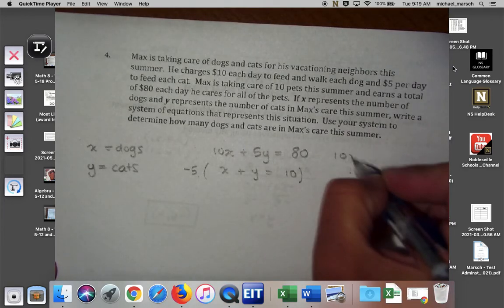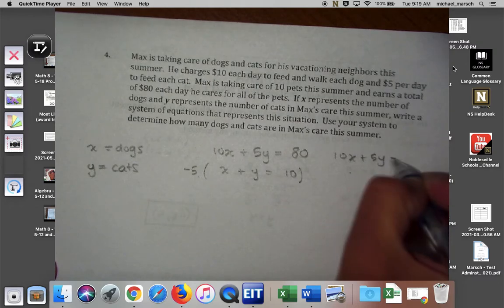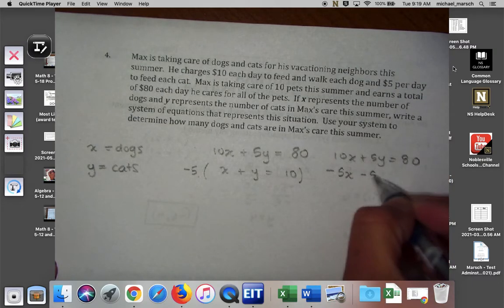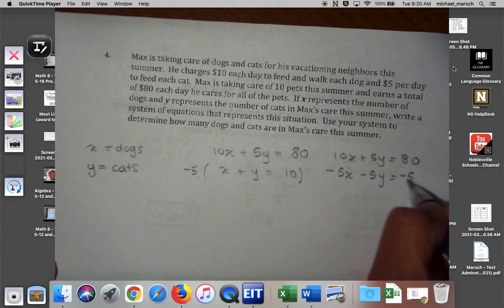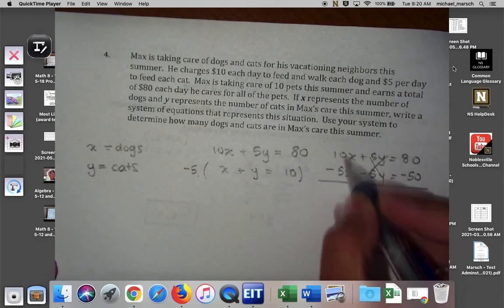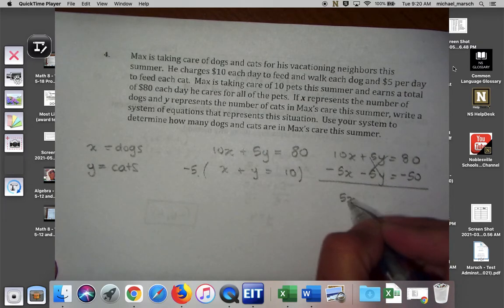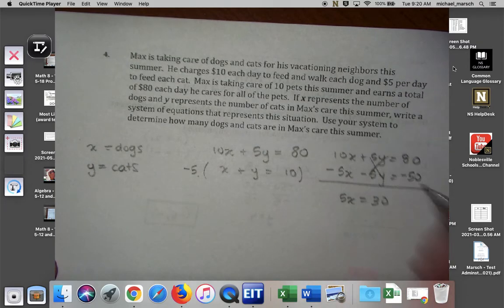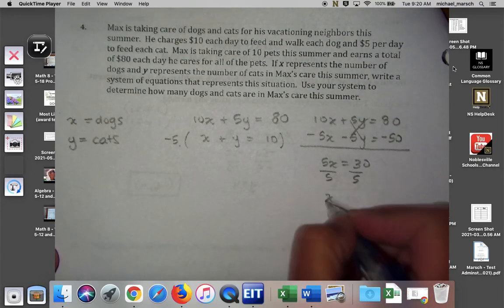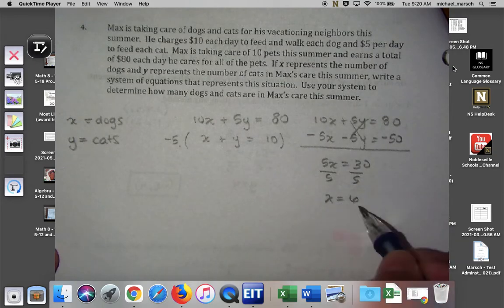So I'm going to have 10X plus 5Y equals 80. That doesn't change. And then I'm going to get negative 5X minus 5Y equals negative 50. These cancel out. 10 minus 5 is 5X equals 30, because 80 minus 50 is 30. Divide by 5. X equals 6. So that tells me there are 6 dogs.